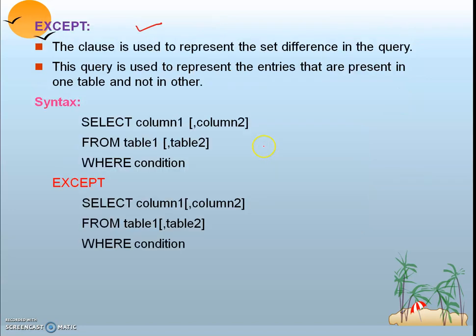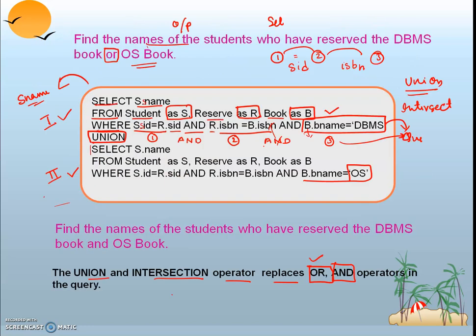Okay, now let's go to the query. The query is saying find the names of the students who have reserved the DBMS book and the OS book. So if I say AND, then just write the query as it is and replace the union operator with intersect. Then I'll get all the data which satisfies both the DBMS and OS conditions. That means I'll get the S name of only those students who have reserved both the OS and DBMS book.